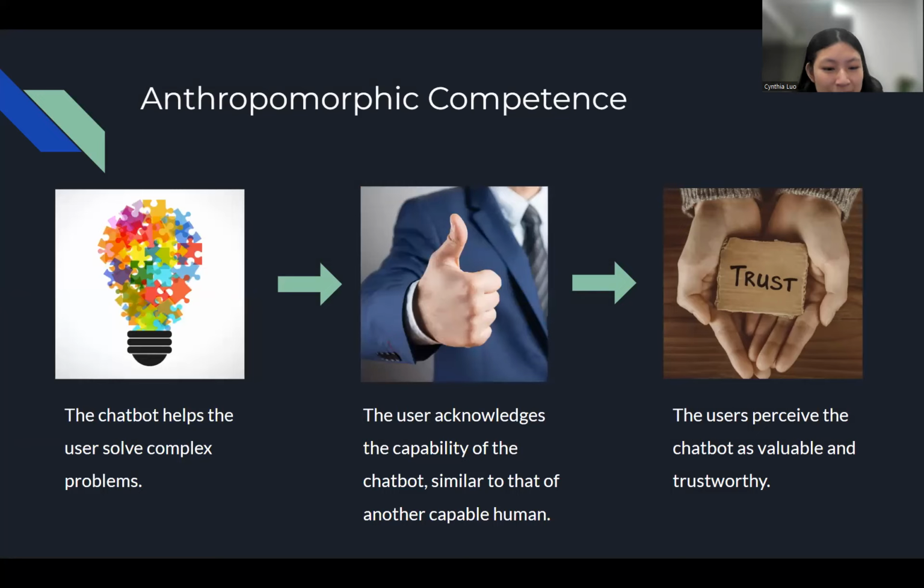Anthropomorphic competence works in a similar fashion. First, the chatbot helps the user solve a complex problem. Then this leads to better perceived quality of information and service provided by the chatbots, and the user acknowledges the capability of the chatbot. Ultimately, the user regards chatbots as valuable and trustworthy, leading to trust.